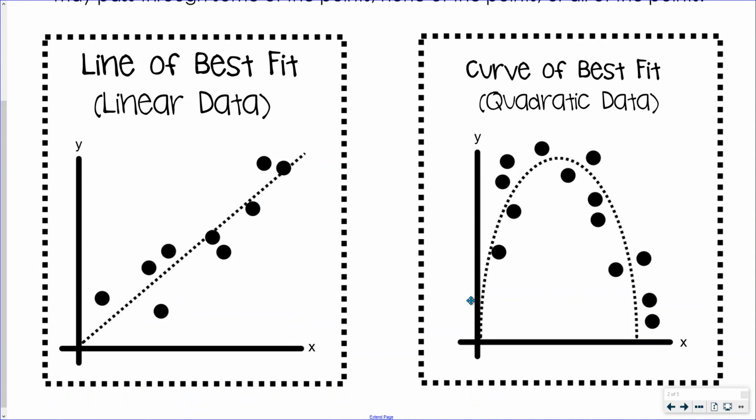So this year in Algebra 1, we're going to be focusing on two different types of trend lines or regressions. That's going to be linear regression, when we have data that follows a pattern that looks mostly like a straight line, either increasing or decreasing, or quadratic data, where we see part or all of a parabolic curve.